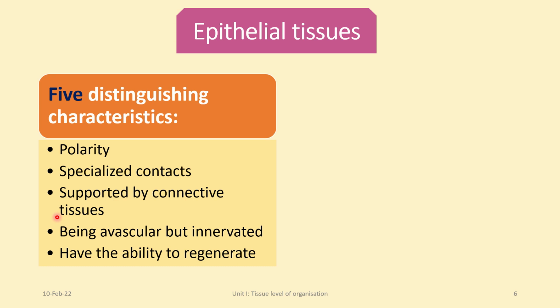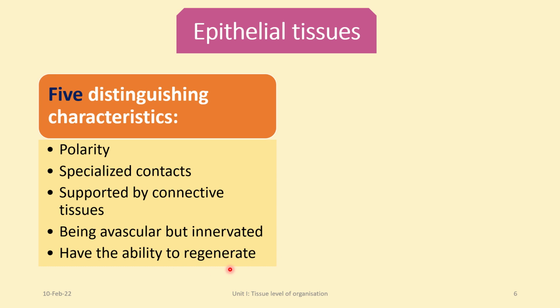One thing to remember here is that they are avascular, that is, they do not have blood vessels, but they get all the nutrition from the blood vessels by simple diffusion because of a reticular lamina layer just beneath the basal lamina. Fourth, they are avascular like I mentioned, but they are also innervated, which means they do have nerve fibers, and the nourishment that they get is because of simple diffusion. And lastly, they have the ability to regenerate.